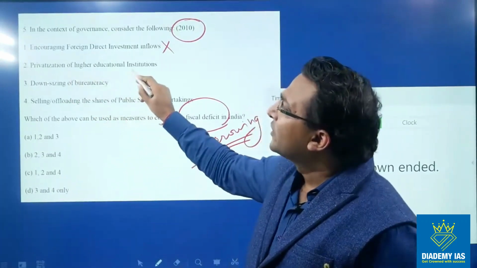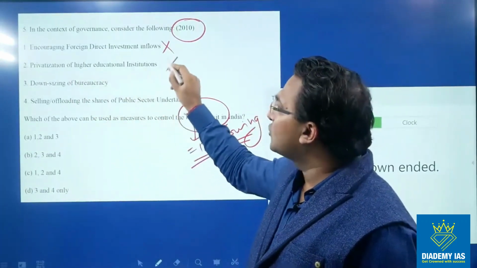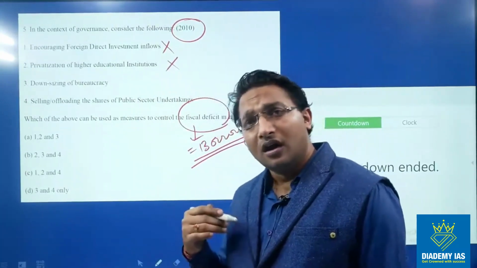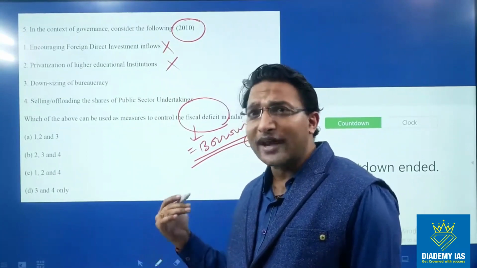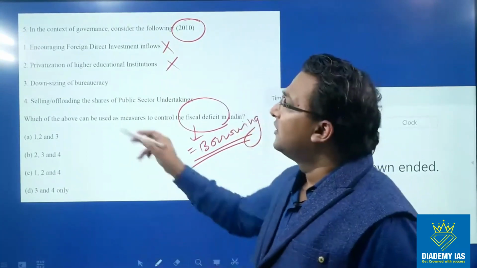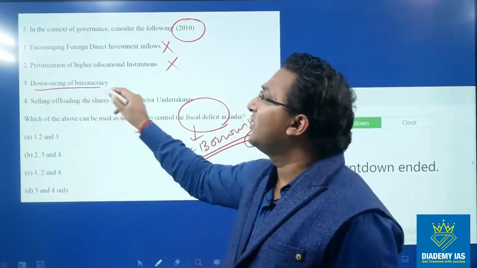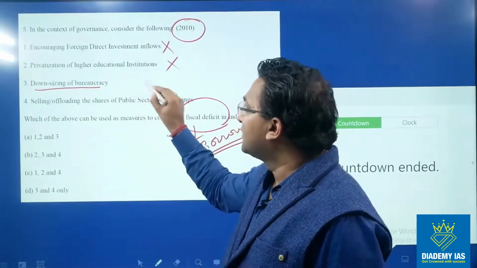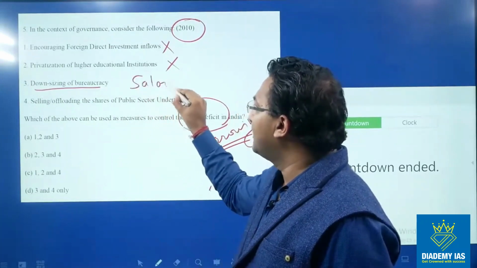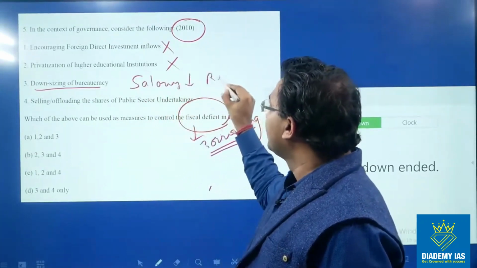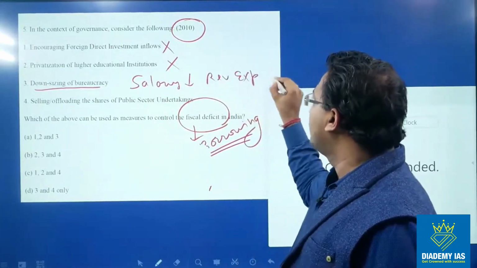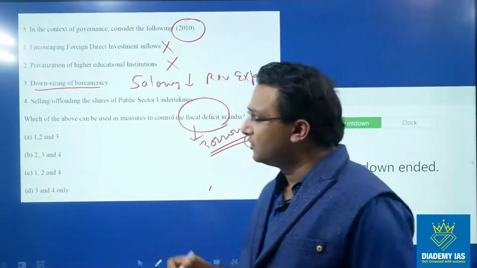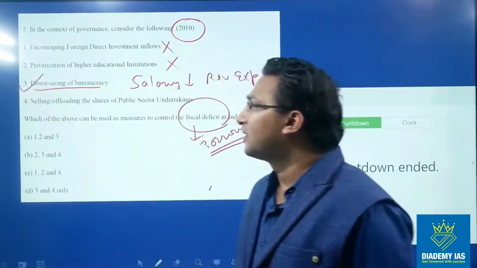Privatization of higher educational institutions. This also has nothing to do with the fiscal deficit, because privatization has nothing to do with how much expenditure will be incurred from the side of government. Downsizing of bureaucracy. Yes, if the bureaucracy is reduced, if the number of people in the government is reduced, that means the salary expenditure will reduce. If the salary expenditure is reduced, that means the revenue expenditure is reduced. If the revenue expenditure is reduced, definitely the fiscal deficit will come down. So this statement is correct.